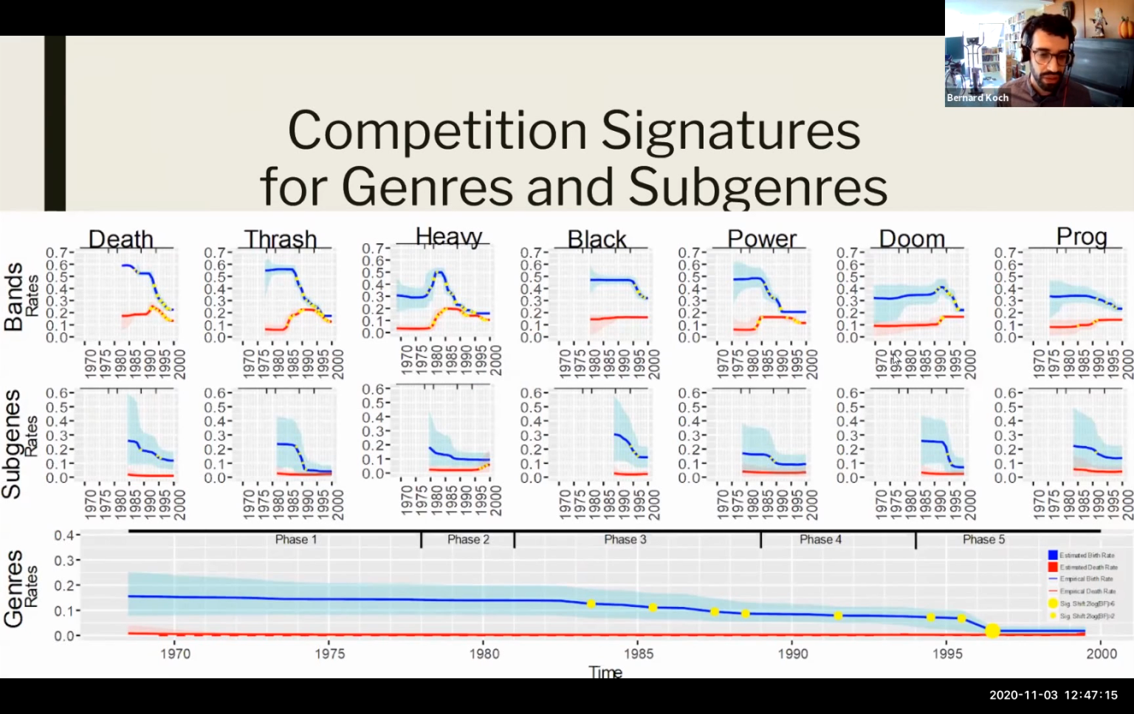Then we also looked at subgenres: does the birth of new subgenres in metal change over time? Metal fans love subgenres. Examples within death metal might be brutal death metal or blackened death metal. What we see is that in all of these major genres, the birth of subgenres slowly declines over time. And in metal overall, which is the bottom row, the birth rates decline over time. Eventually by 1997, there are no new subgenres being born in metal, no new genres being born in metal music, sorry.